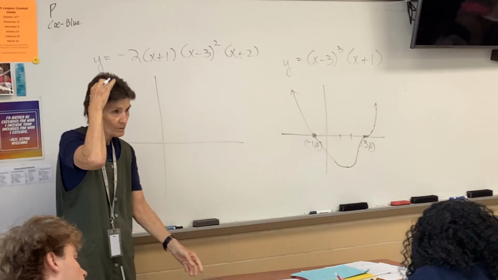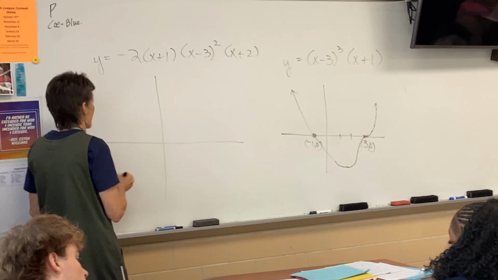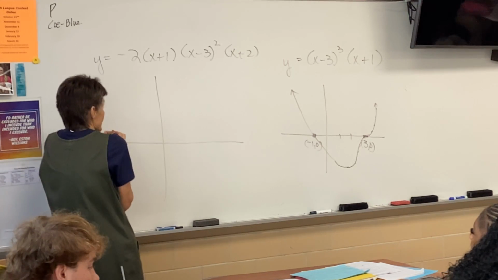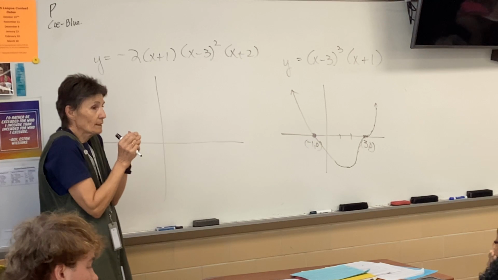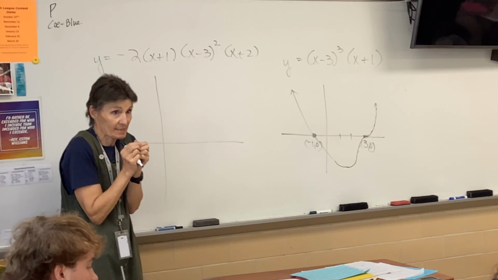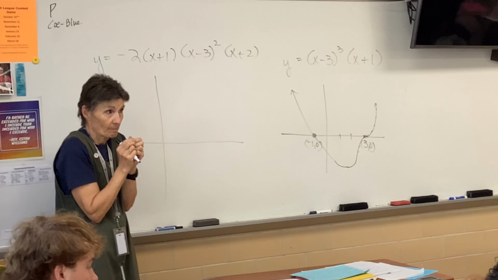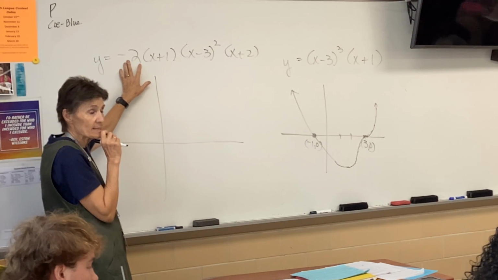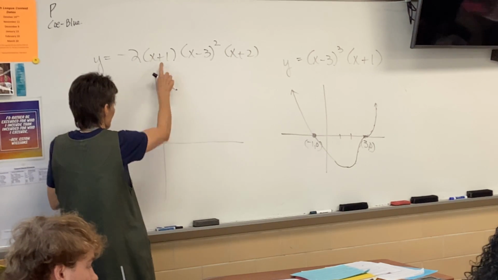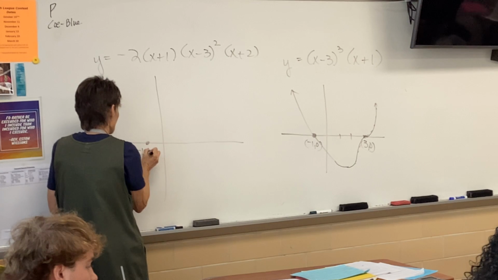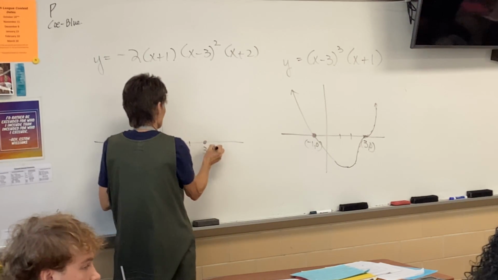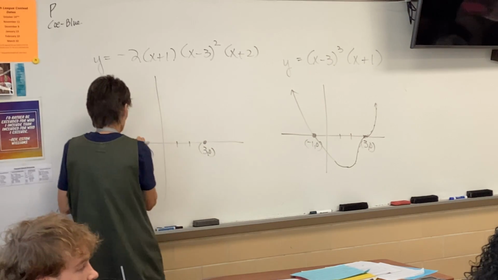Where are our zeros, our x-intercepts? Oh, no, be careful, be careful. X-intercepts only come from x's. Does this have an x? So he's not an x-intercept. No, the x-intercepts are -1, +3, and -2.